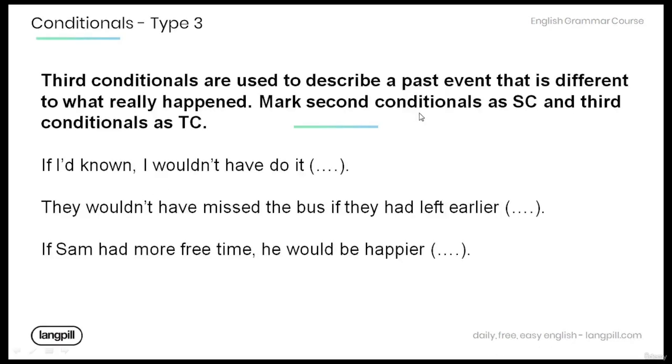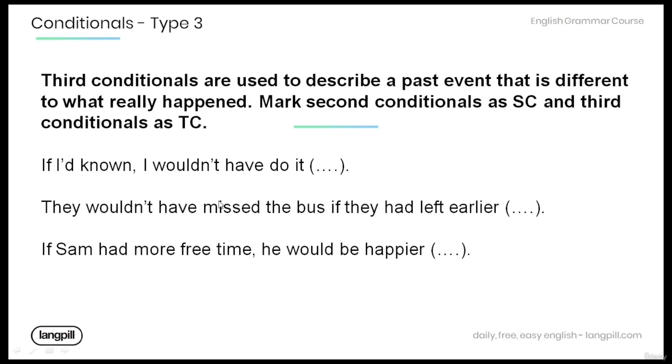Now let's review and practice a bit. Remember that third conditionals are used to describe a past event that is different to what really happened. Now read the following sentences and mark second conditionals as SC and third conditionals as TC.